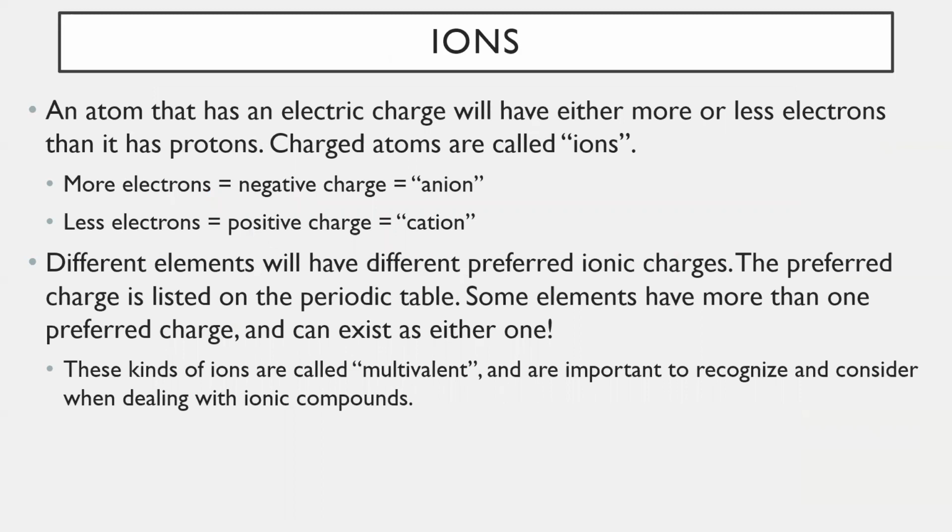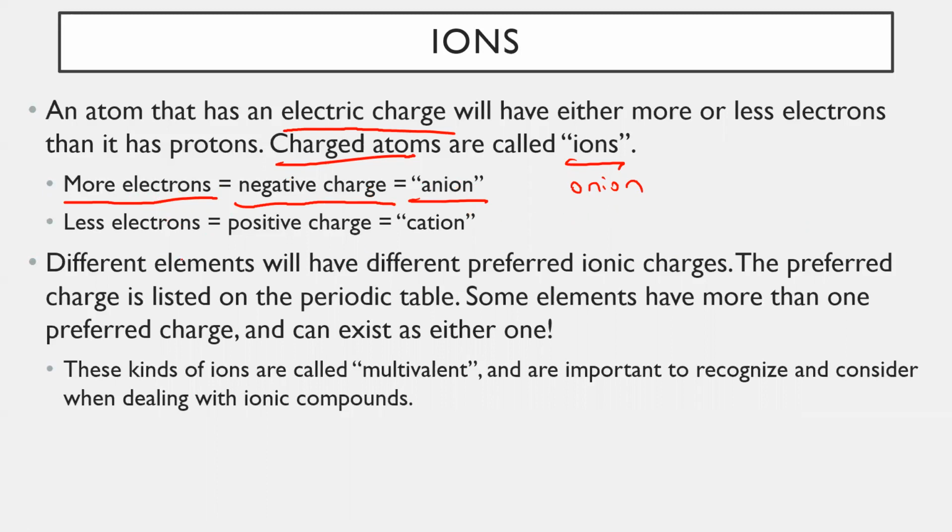An atom that has an electric charge will either have more or less electrons than it has protons. Now, charged atoms are called ions. So as soon as an atom gets an electric charge, we don't call it an atom anymore, we call it an ion. Now, if it has more electrons, so if it gained some electrons, that means it's going to have a negative charge because electrons, of course, carry negative charges. More electrons is a negative charge, and we call that an anion. I always thought that kind of sounds like onions, and onions smell bad, so they're negative, right?